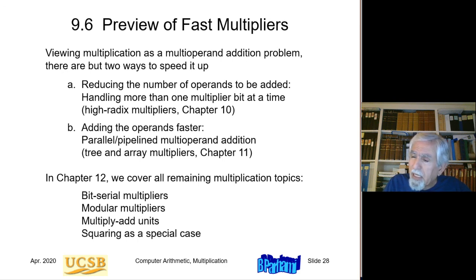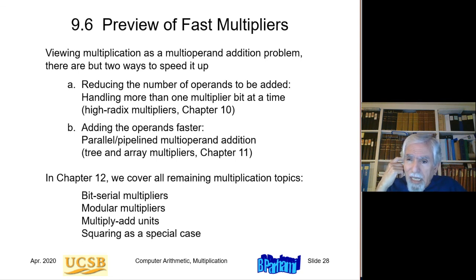So instead of, let's say, in 32-bit multiplication, 32 partial products, if somehow we can reduce them to 16 without too much complexity, then we can add them faster, and also use less hardware. So reduce the number of operands to be added. Multiplication is basically a multi-operand addition. We can speed it up by reducing the number of operands to be added, and then by adding those operands faster.